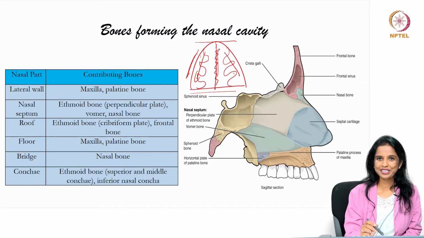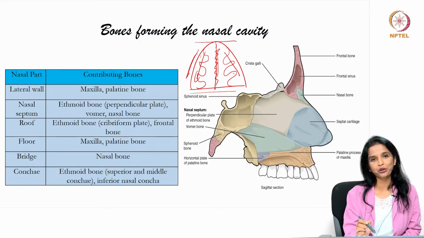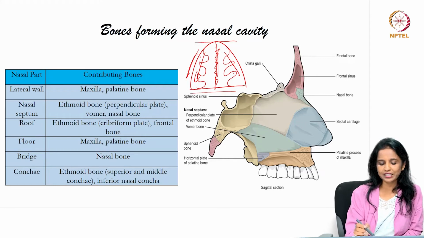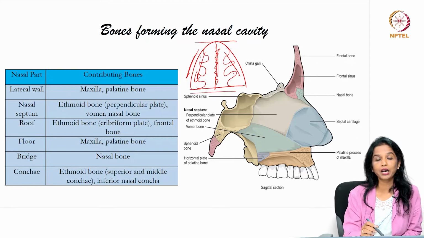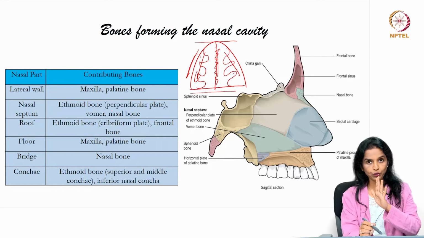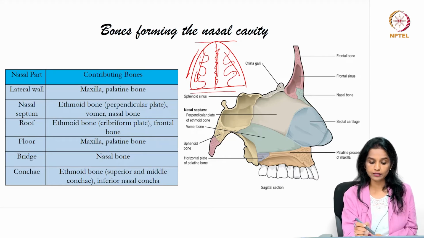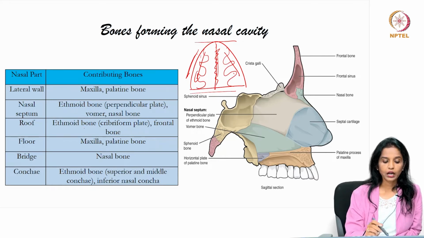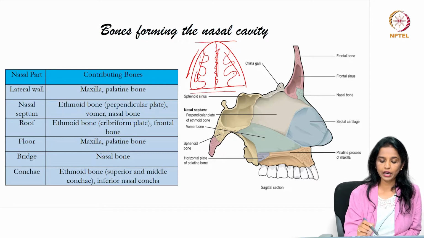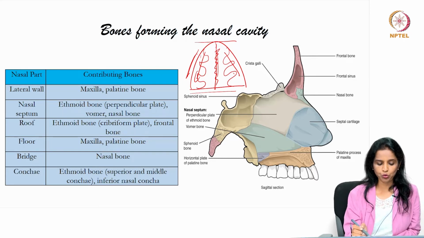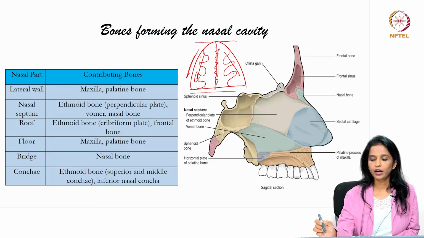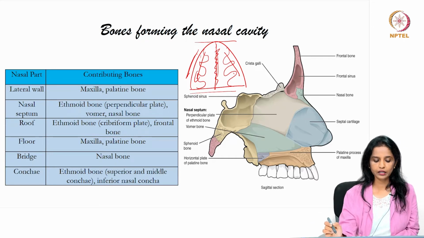The nasal septum is formed by the perpendicular plate of the ethmoid bone, which we have just completed, and additionally the nasal septum is contributed to by the vomer. We know that it forms the lower part of the nasal septum and the nasal bone. Further, we have the roof formed by the ethmoid bone or cribriform plate and the frontal bone. And further there is the floor, which is formed by the maxilla and the palatine bone. The bridge is formed by your nasal bone at this particular region.